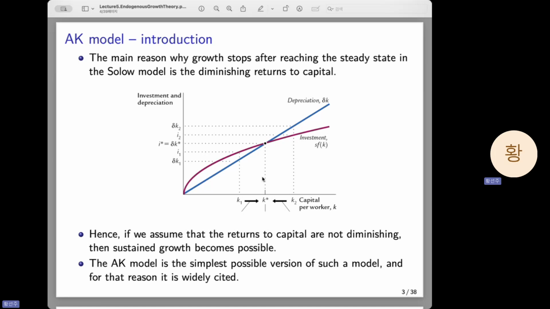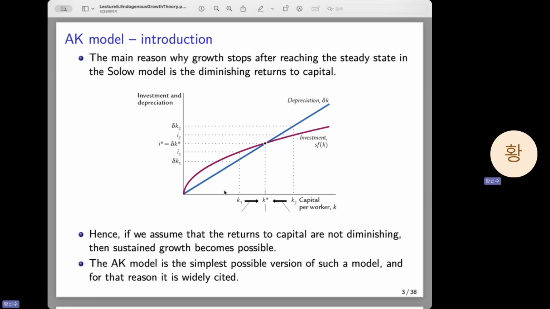At this steady state, capital per worker stops changing. So output per worker also stops growing, unless there is technological progress. So that's why in the Solow model, growth slows down and stops in the long run. As capital accumulates, diminishing returns flatten the investment curve and the economy naturally converges to K star. Okay?